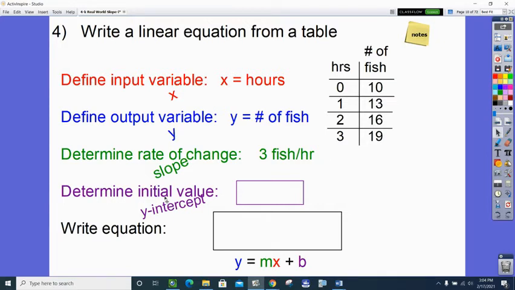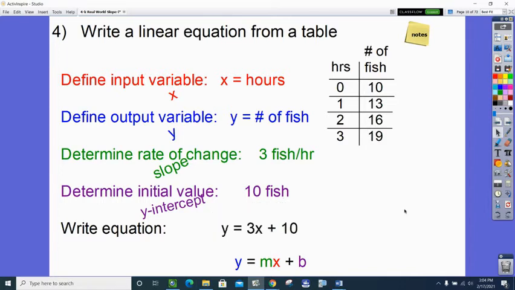Now let's determine the initial value. What is the initial value? Did you say 10 fish after 0 hours? If you were to plot this point, 0, 10, it would be on the y-axis. This is your initial value, your y-intercept. And now you need to write your equation. Y equals mx plus b. And then you could say, if I stay at this rate, what'll happen if I did this for 10 hours? Well, 3 times 10 would be 30, plus 10 would be 40, and I'd have 40 fish after 10 hours.